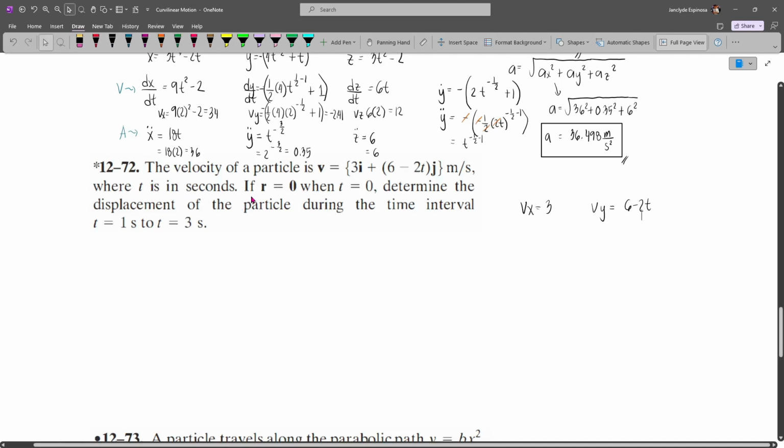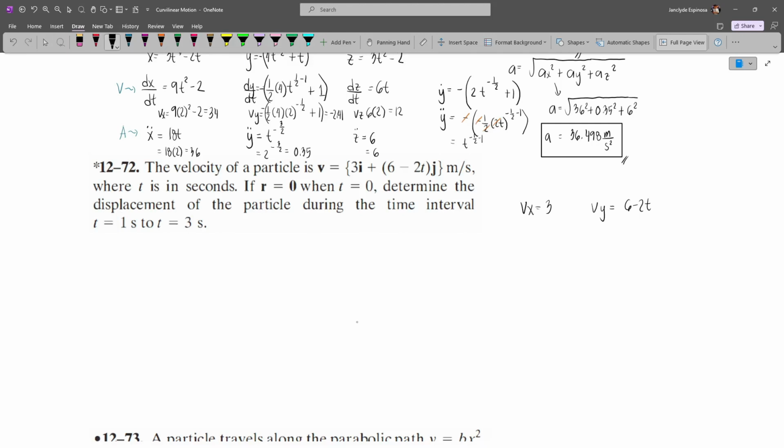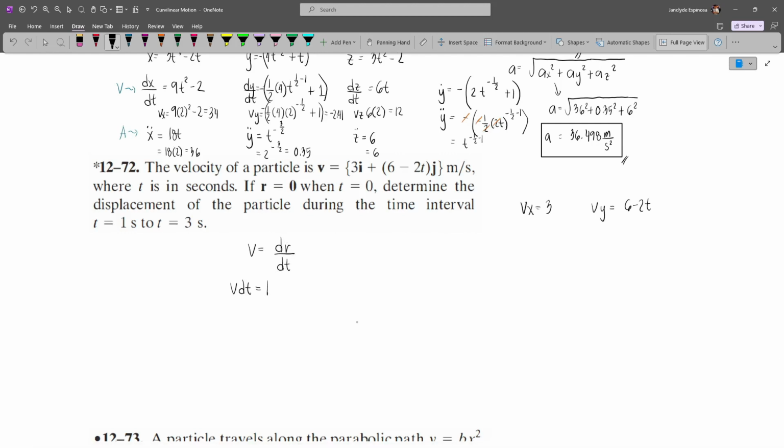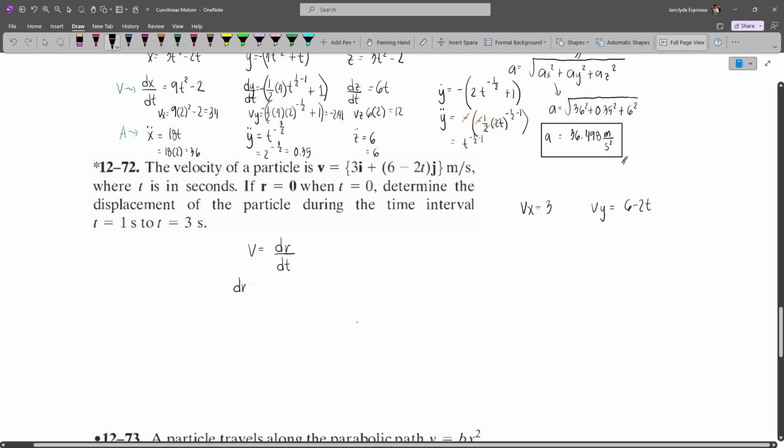And then we have the boundary conditions in which when r equals 0, t equals 0. Now we are to find the displacement of the particle during the time interval of t equals 1 up to t equals 3. And so since we are interested in the displacement, we actually need the position function. Now we know that the velocity is just equal to dr over dt. And so let's cross multiply. We have v dt is equal to dr, or simply dr is equal to v dt.